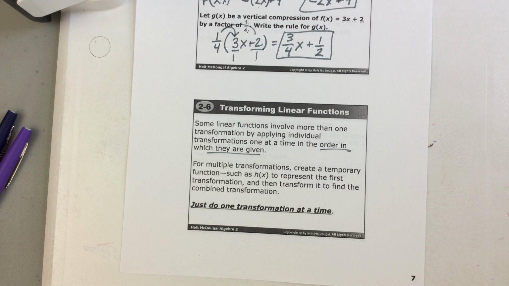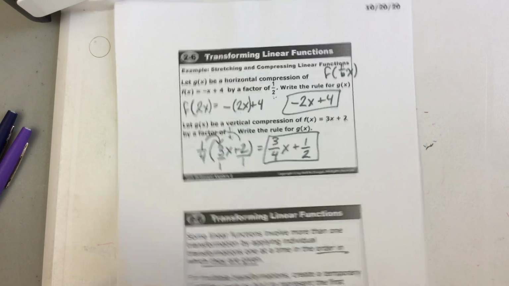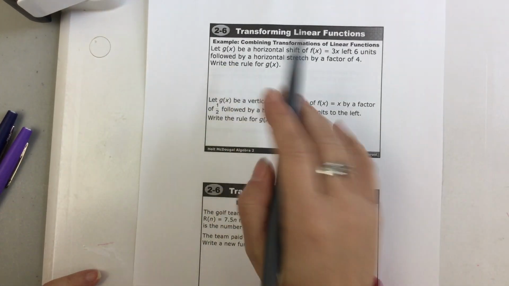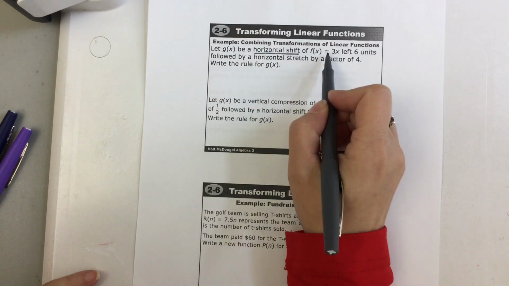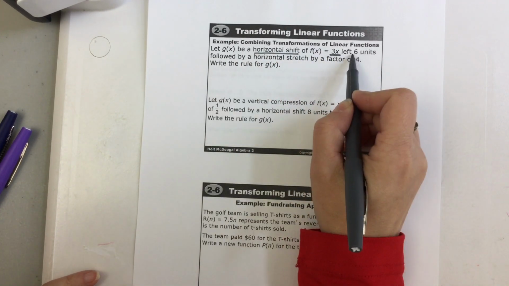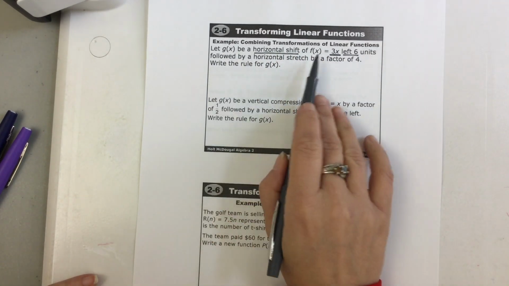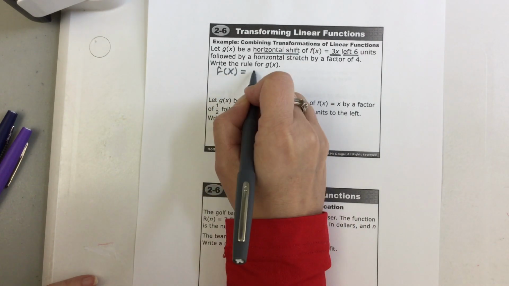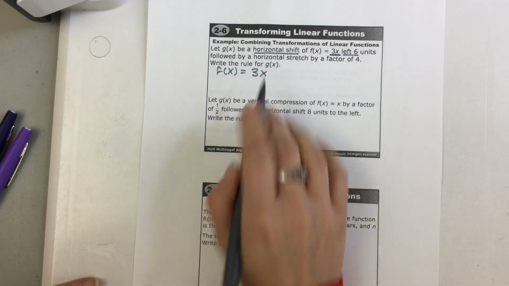Start at the beginning of the problem and do one transformation at a time. Let's go for it. Okay, so let g of x be a horizontal shift of 3x left 6 units. So this is what we're starting with. F of x equals 3x.